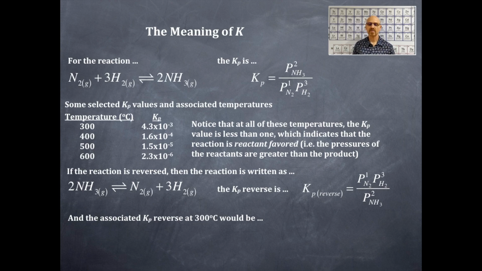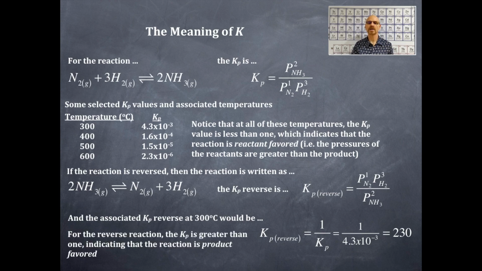The associated Kp for the reverse at 300 would be the following. The Kp reverse is 1 over the Kp at 300. So we're going to take 1 over 4.3 times 10 to the negative 3, and that's going to be 230. You should see that that 230 is, of course, greater than 1. For the reverse reaction, the Kp is greater than 1, indicating that the reaction is product favored. Remember, if you flip the equation from reactants to products or products to reactants, it's 1 over the K value.